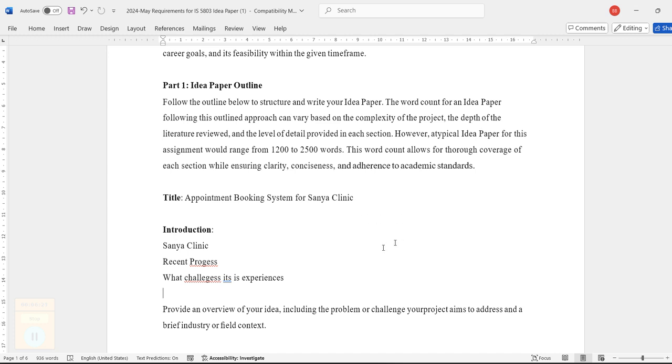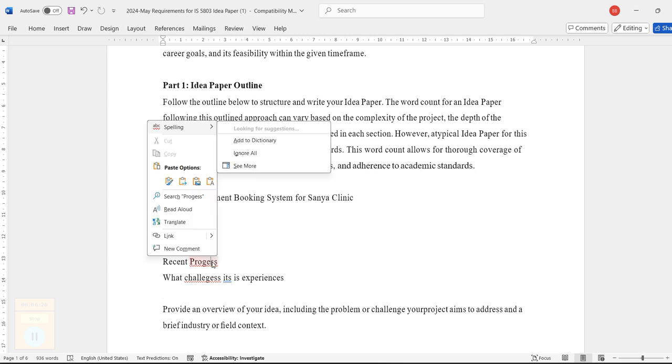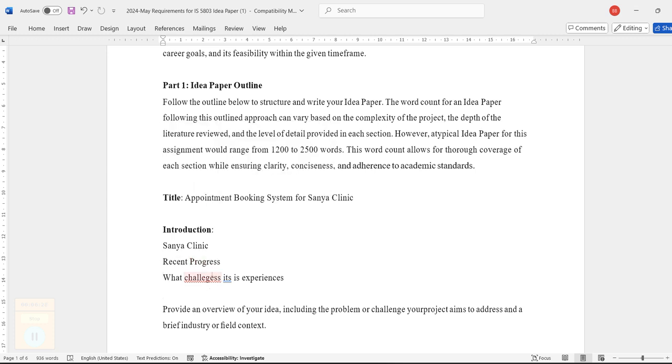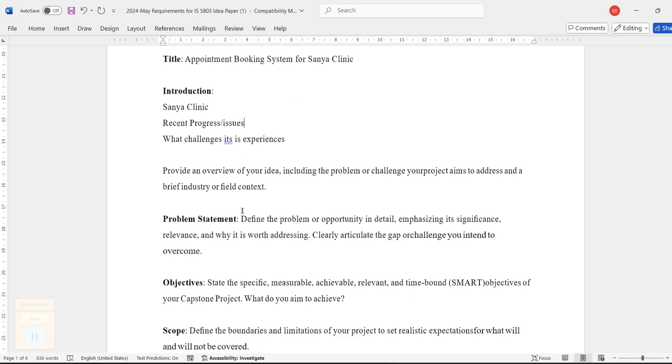By writing these three things: the recent progress or issues, what kind of challenges the organization is experiencing because of that progress, and then what challenge the organization is facing in resolving that issue. That has to be discussed in some basic one or two lines. Here, we clearly give a problem statement.